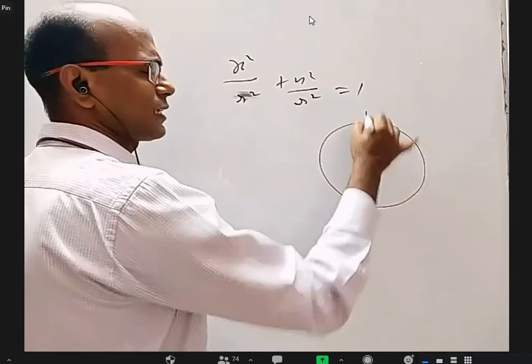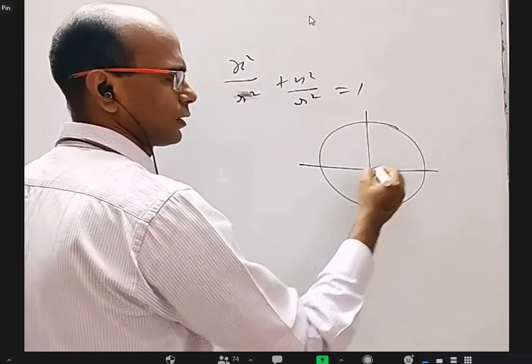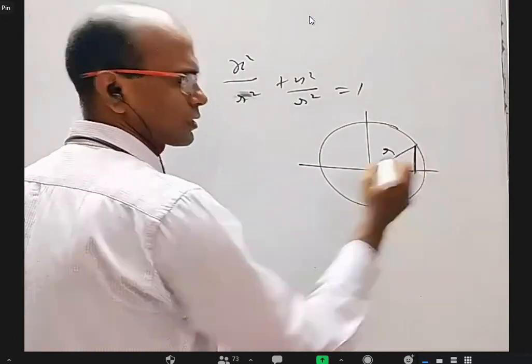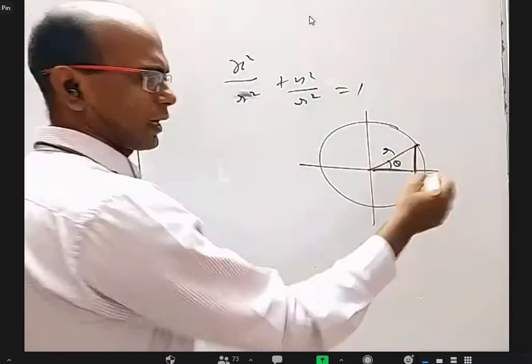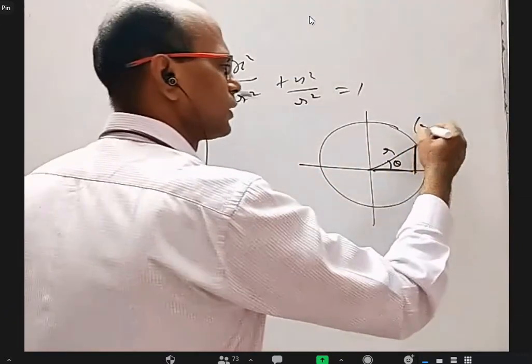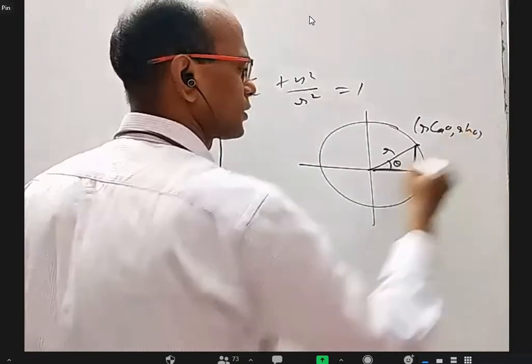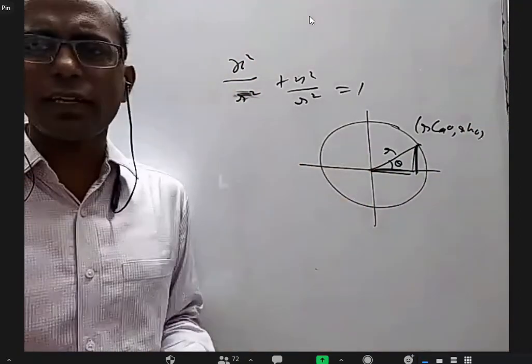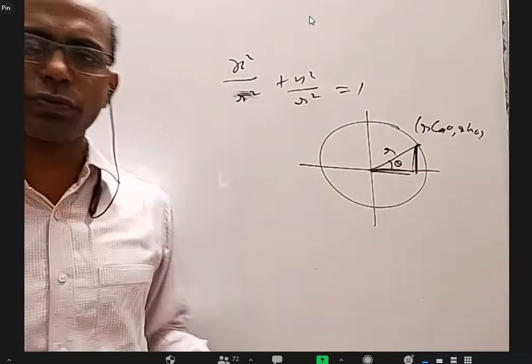And you can even see that in the figure very easily that this is r, this angle is theta, this is r cos theta, this is r sin theta, because it is a simple right angle triangle with hypotenuse r. This is r cos theta, this is r sin theta, right? In fact, cos and sin are defined in trigonometry based on this.